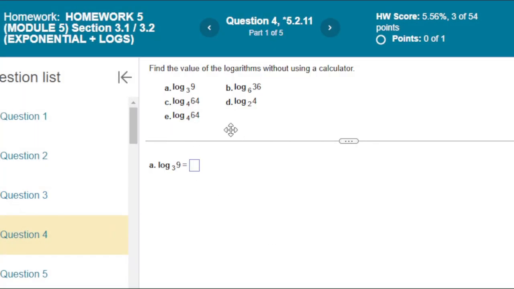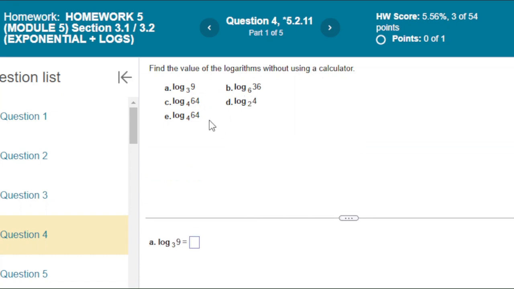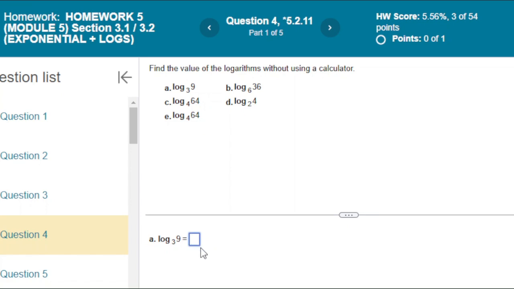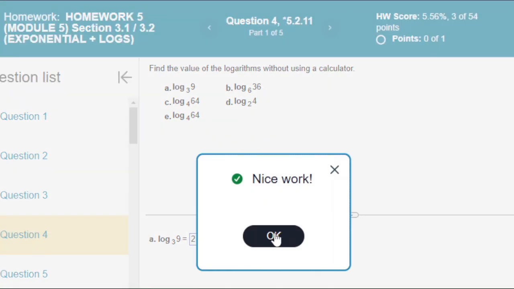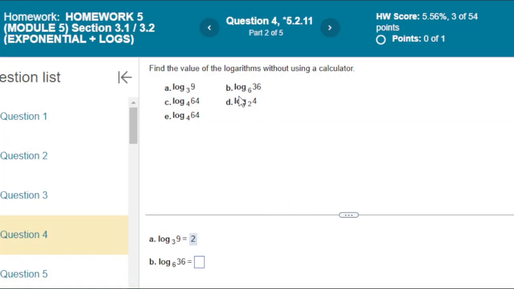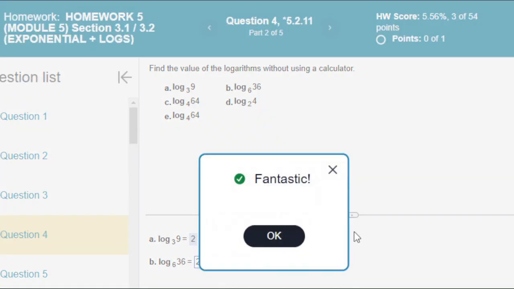Now, question 4 has a whole bunch of different parts to it. So, for example, part A, what is log base 3 of 9? Well, that's going to be 2, right? 3 squared is 9. Okay, part B, well, that answer is also going to be 2. What's log base 6 of 36? Well, it should be 2, right? 6 squared is equal to 36.